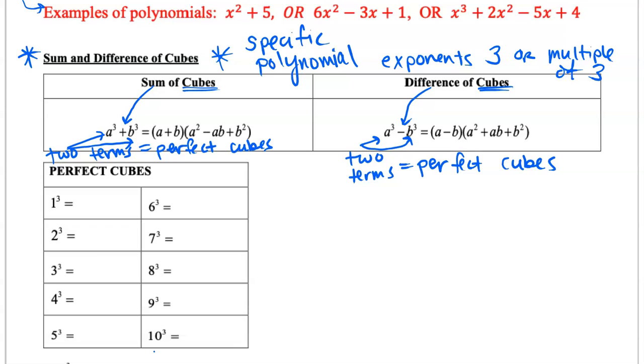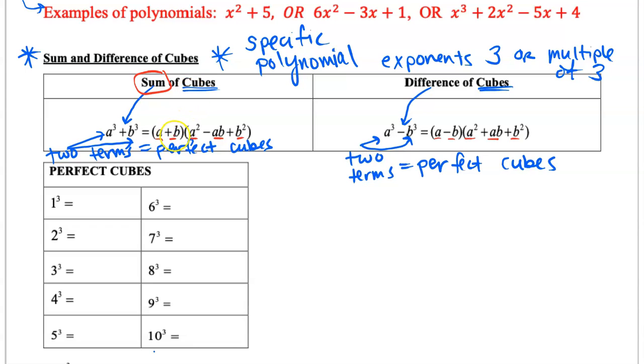Next, let's take a look at the formulas. The formulas are right here. When you have something of this form, 2 terms that are being added and they're perfect cubes, you're going to have one answer with 2 terms. Notice how it's a and b. Then you'll have another answer with 3 terms. A squared, ab, and b squared. That is the same for both of these. A squared, ab, b squared.